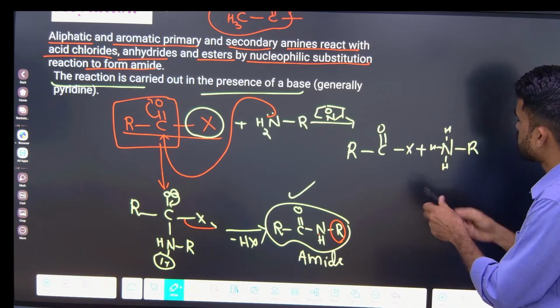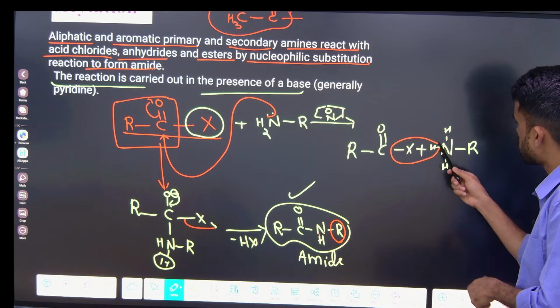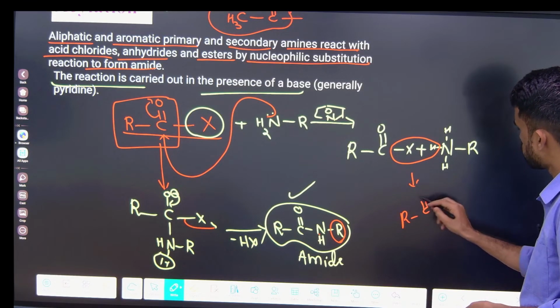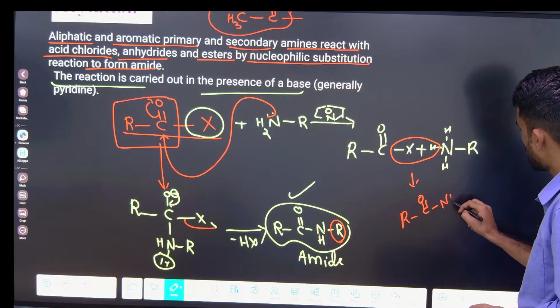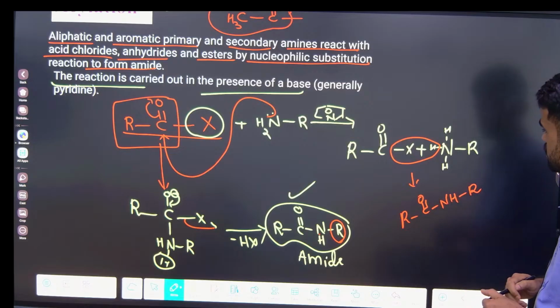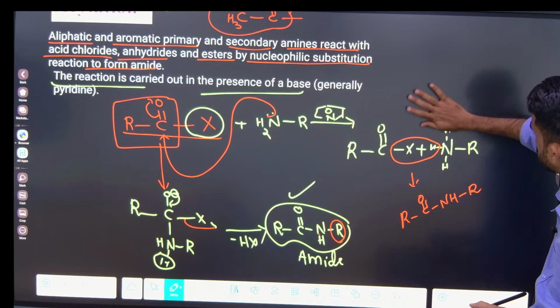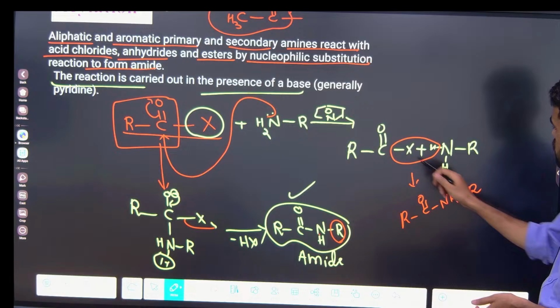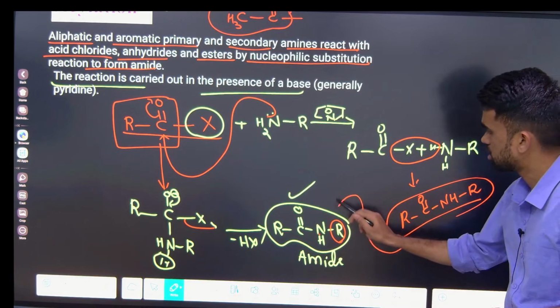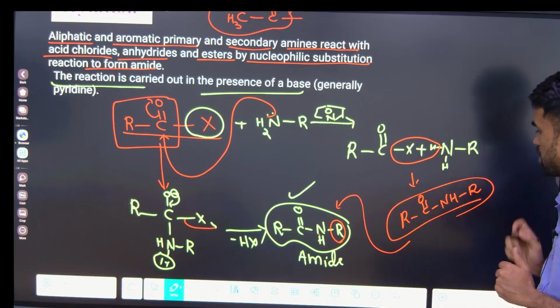See, just remove this HX. What is the remaining part we have? RCONHR. Okay, that's it. This is the final product formed here. So you are removing HX, so NHR. This is the same as the thing we have written here. So N-alkyl amide is your final product.